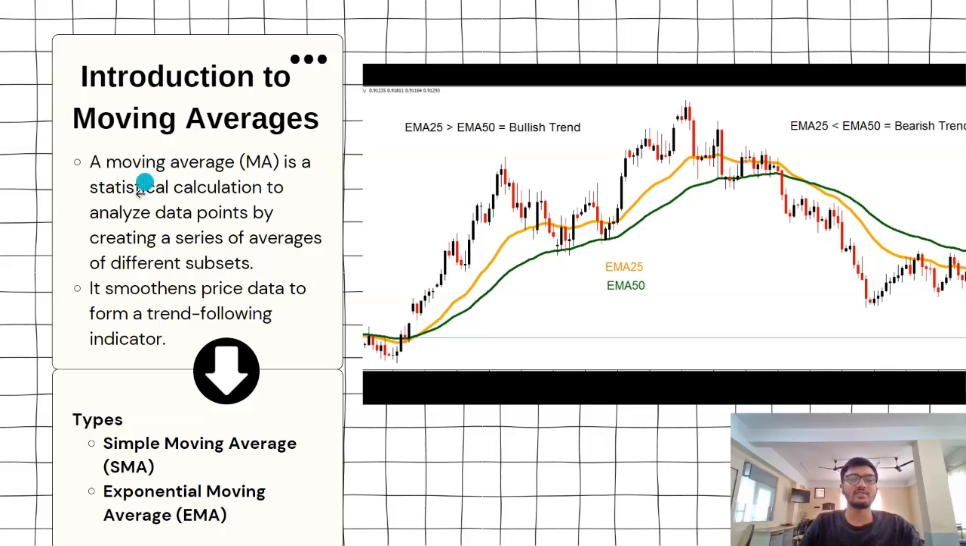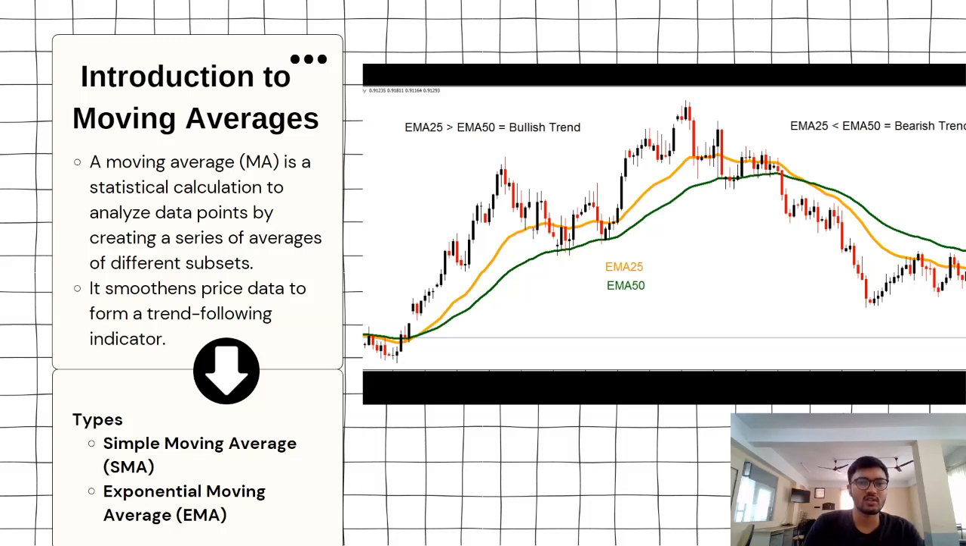A moving average is a statistical calculation to analyze data points by creating a series of averages of different subsets. It smooths price data to form a trend following indicator. So you know why averaging is important? As you can see, even the 100 EMA or 200 EMA tells you a lot about the market strength and weakness.